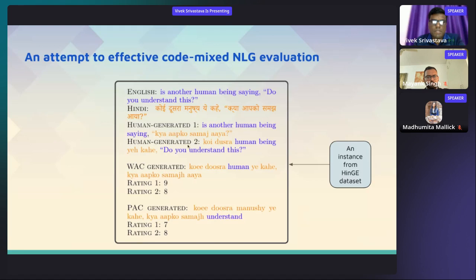And the human generated reference sentence will be used to do the mapping, or the evaluation. So if you have any questions so far, you can go ahead, and I will discuss in detail how we do it.